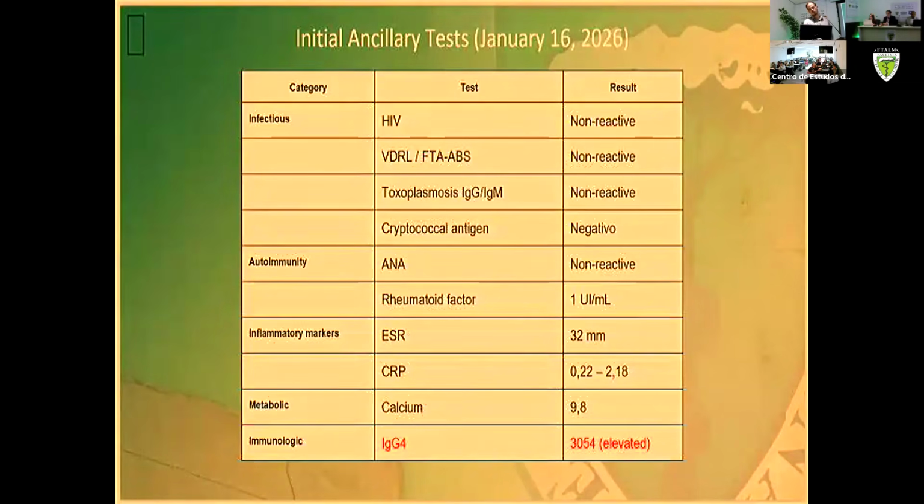Ancillary tests were also done on January 16. We had the infectious, autoimmune, inflammatory, and metabolic tests all negative, and we have just the IgG4 elevated. It's just like 3054.